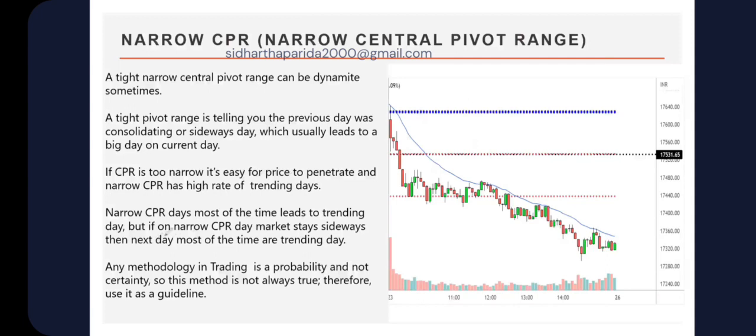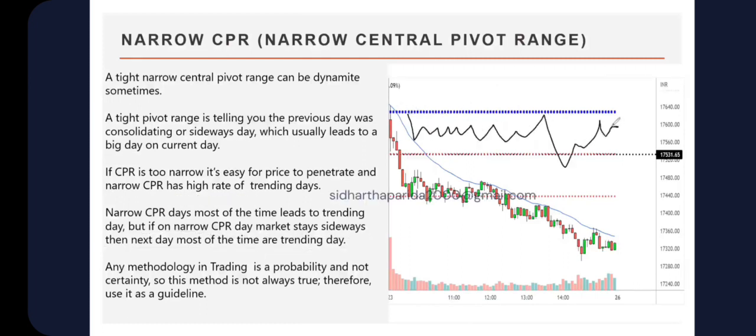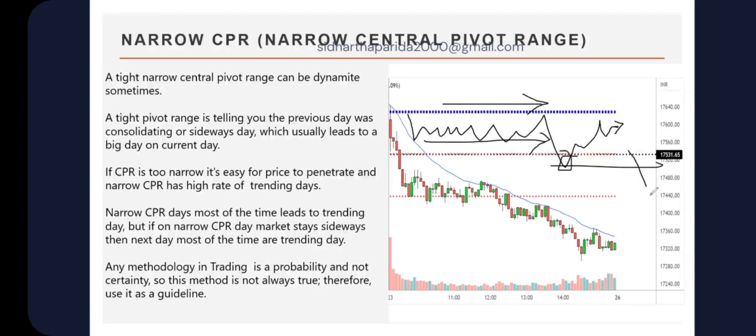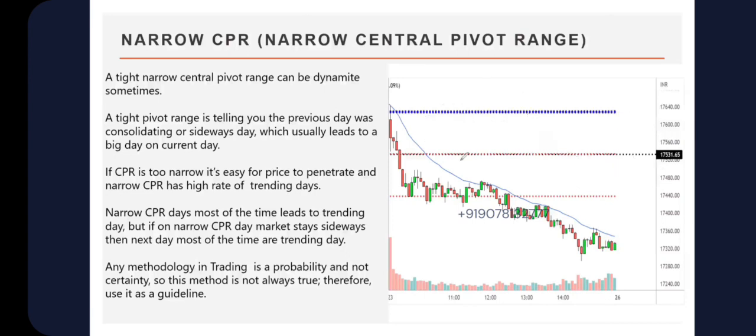Narrow CPR most of the time leads to a trending day, but if it's a narrow CPR day and the market stays sideways, the next day most of the time is trending. So what I mean by that is that sometimes it happens that there is a narrow CPR and that day the market is staying sideways. What I've seen most of the time is that the next day, once it breaks the low of the previous day, then a trend can start, or if it breaks the high of the previous day, a trend can start. So that's what I see most of the time. If despite a narrow CPR the market stays sideways, the next day could be a trending day.